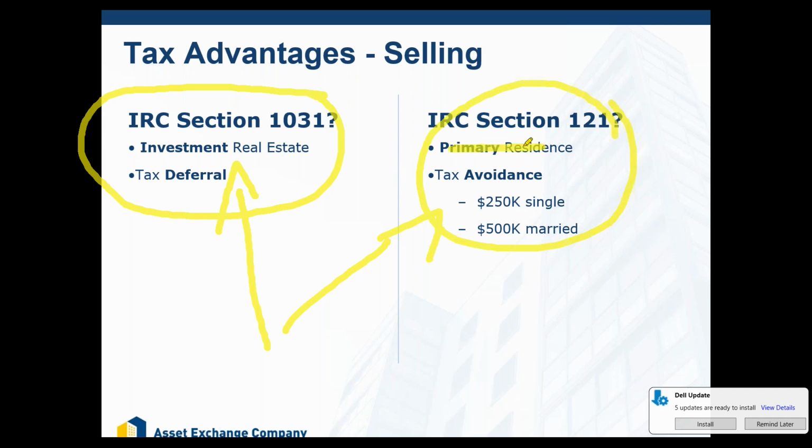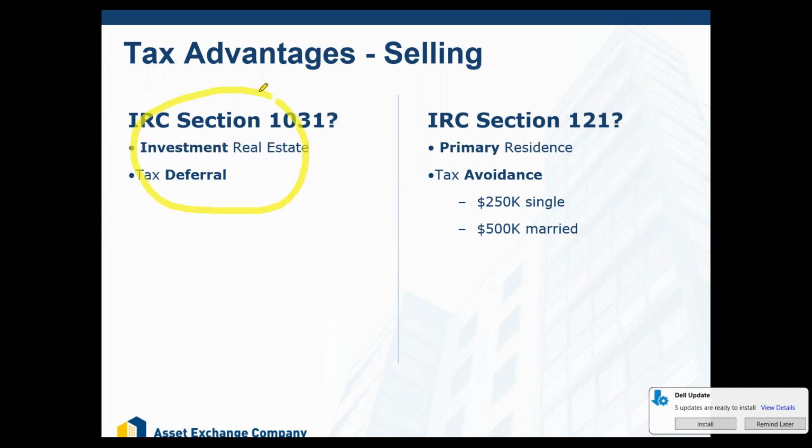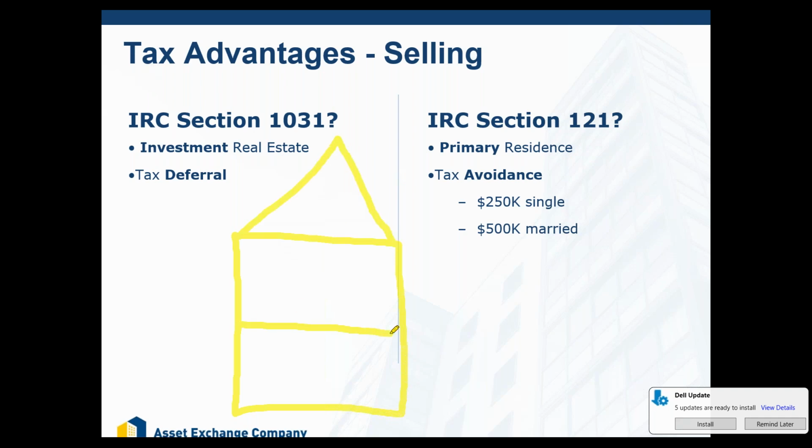Remember, this one's for your primary residence, and this one is for your investment property. But there are occasions where you can use both of these tax laws together. Let me give you a really easy example. Imagine if you own a 2-unit building. All right, so take a look at your computer screen. I'm going to draw a 2-unit building here. You live in the top unit and you rent out the bottom.